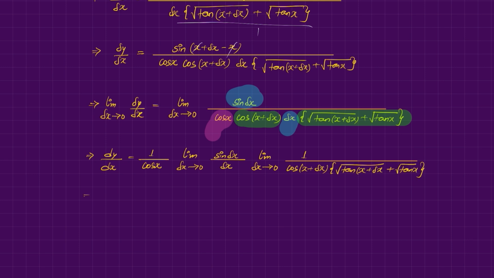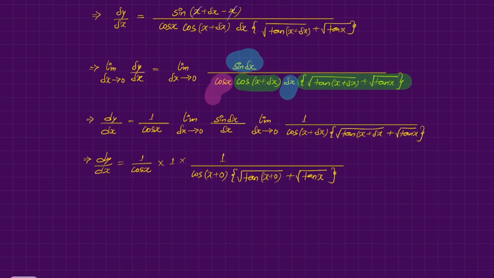We will have dy over dx equals 1 over cos x times 1 over cos of x plus 0 times root over tan of x plus 0 plus root over tan x.